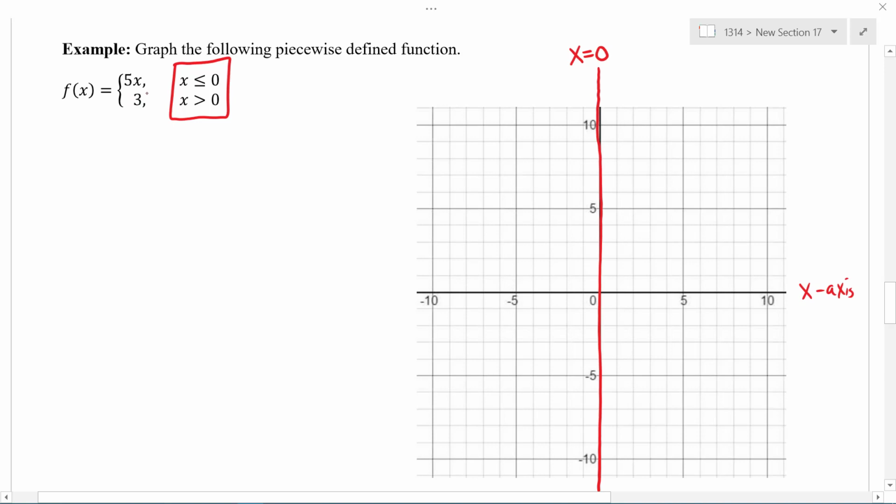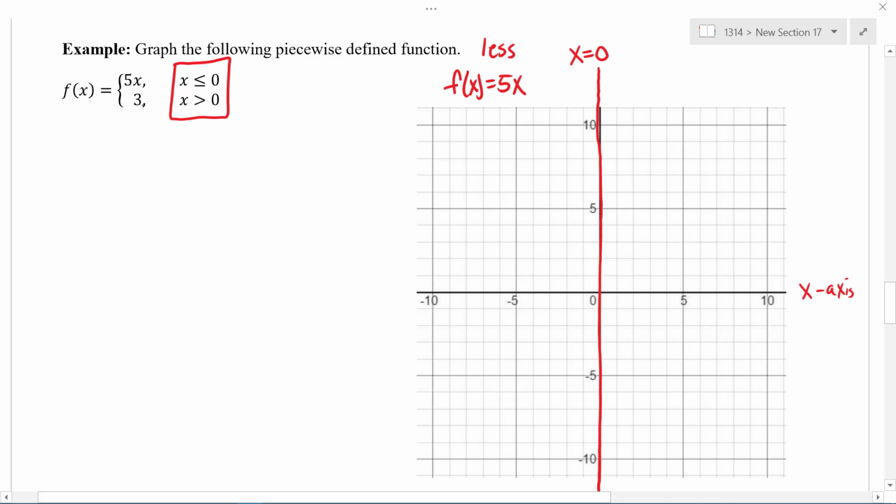So 5x is used for x values that are less than or equal to 0. On the left-hand side, I am going to put f of x is equal to 5x. So f of x will be using 5x for x values that are less than or equal to 0. Remember, less than means to the left. So when we talk about less, we mean to the left of that cutoff value of 0. It also says equal, so that means we can also use the actual line itself.